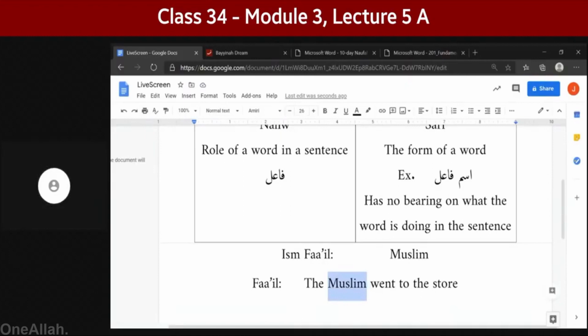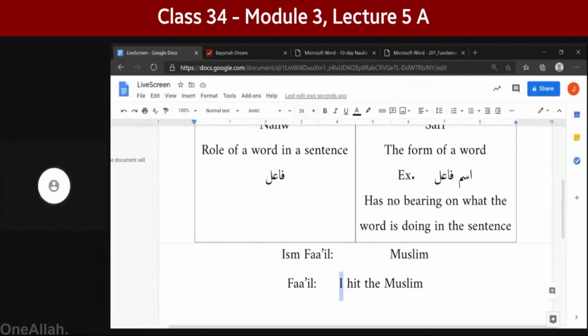It's fa'il. But that doesn't mean every time you see an ism fa'il, it will be the doer, because I can say, I hit the Muslim. Now the verb is hit. So the fa'il of the sentence is I, because I is performing the action of hitting. Okay? The action is hit. I'm hitting. I am the fa'il. The role of I in the sentence is fa'il. But the form of I is not ism fa'il.